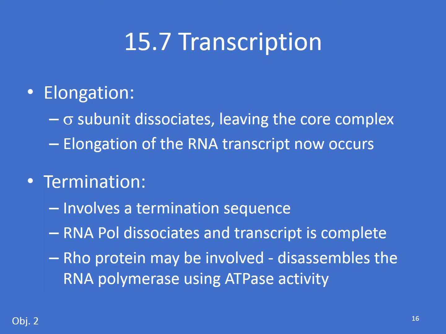Great, so it's initiated. Once it started transcription, it's going to elongate that transcription. It's going to keep going. So one of the subunits, the sigma subunit, is going to dissociate from the RNA polymerase. And this basically unlocks the polymerase and allows RNA transcription to occur. The polymerase will sort of chug along until it terminates.